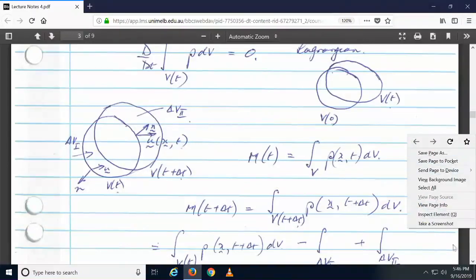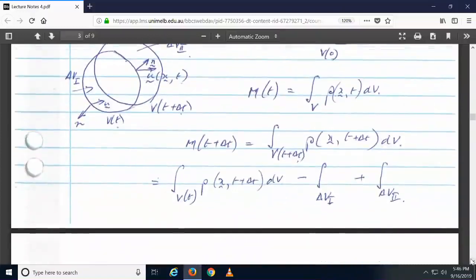Now what you do is you can say, all right, how do I relate this volume at t plus delta t and the things at t plus delta t to what they were at the time t? And so you can see that what I'd have to do is subtract the mass that would be in this volume here, delta V1, and add the mass that would be in this volume, delta V2.